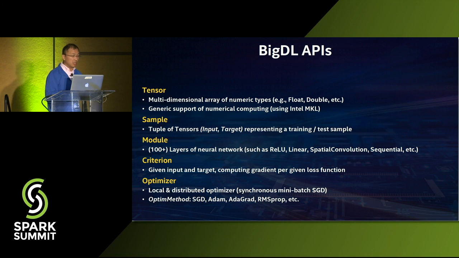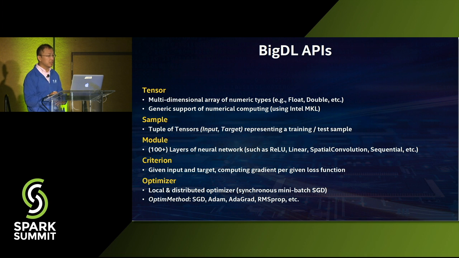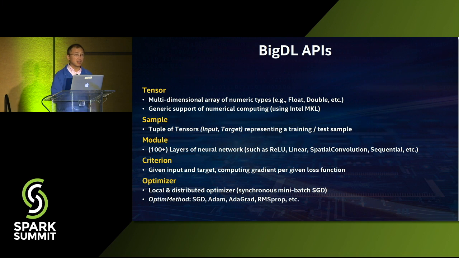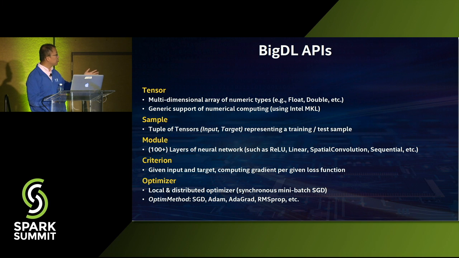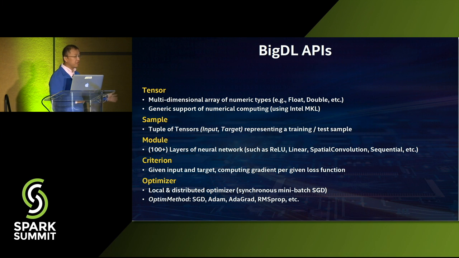And we built a lot of modules or layers, which are essentially the different layers of neural networks, like convolution, recurrent, ReLU, and so on. There are 100+ layers. As I mentioned before, it's at the same functionality level as existing deep learning frameworks like Caffe or Torch. Criterion is the loss function you have, and the optimizer, especially the distributed optimizer, is the one which implements the synchronous mini-batch SGD. And you can use a lot of different optimization methods like SGD, Adam, Adagrad, and so on in your optimizer.